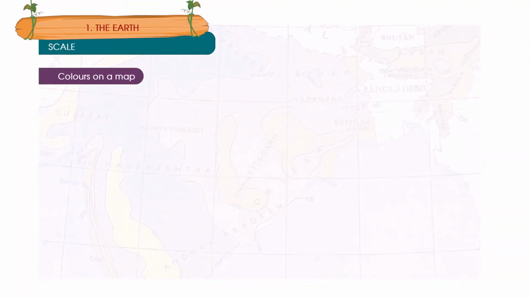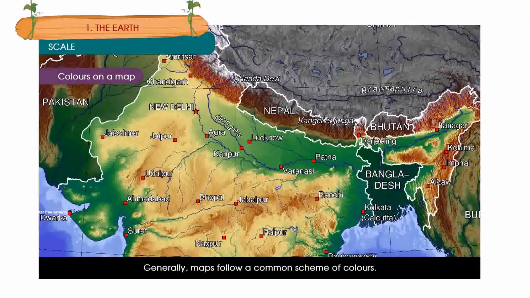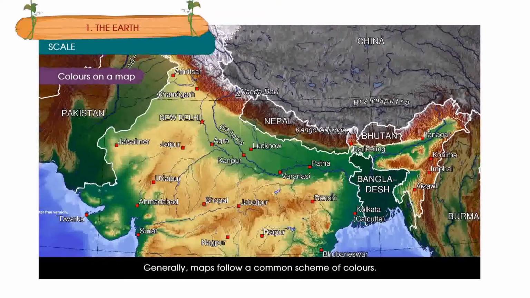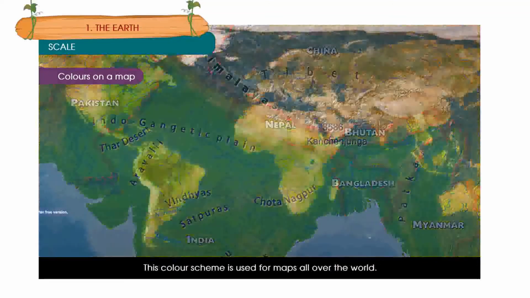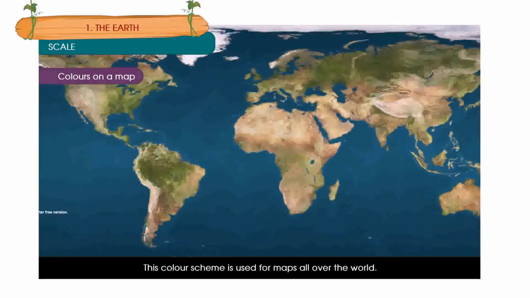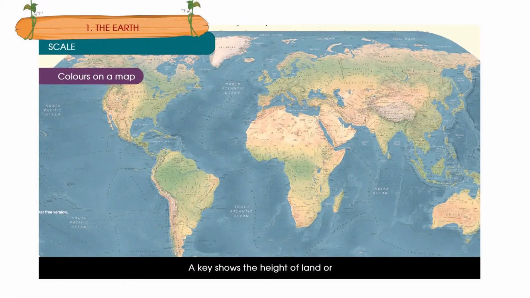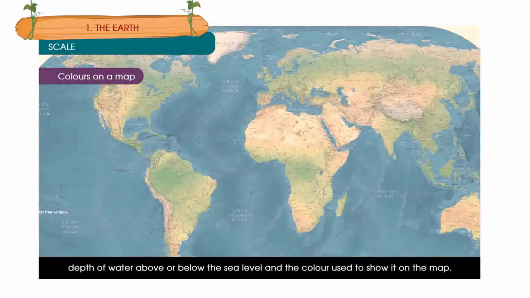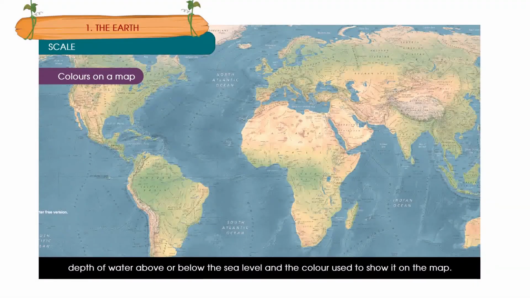Colors on a map. Different colors are used to show things on a map. Generally, maps follow a common scheme of colors. For example, for a physical map, the color code is as follows. This color scheme is used for maps all over the world. To understand the color scheme, a key is made on the map. A key shows the height of land or depth of water above or below the sea level and the color used to show it on the map.